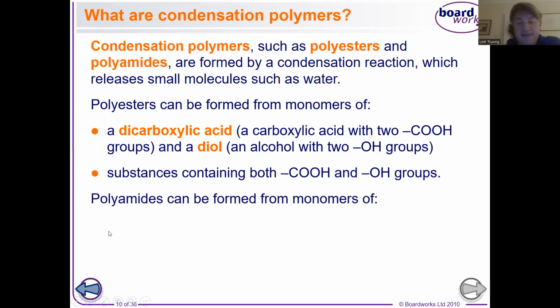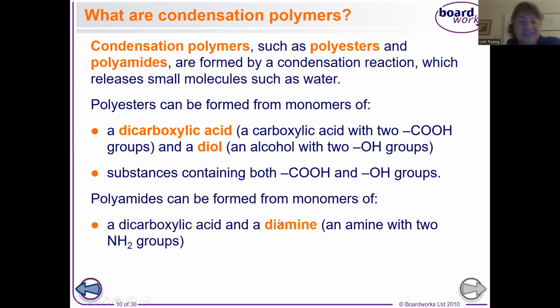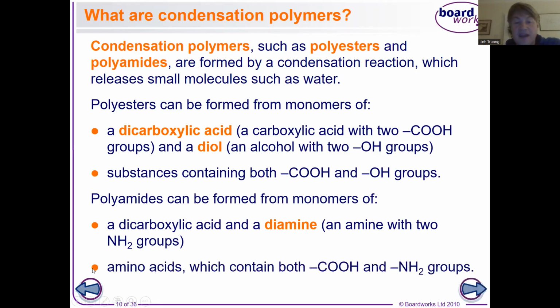Now, polyamides can be formed from a dicarboxylic acid and a diamine. So a diamine has got two NH2 groups on either end. You might be familiar with the amine part of an amino acid already. Basically, in this case, a diamine has two of those amine groups on it. And here are our amino acids, which can also form a polyamide, which you're very familiar with. It will be a protein.